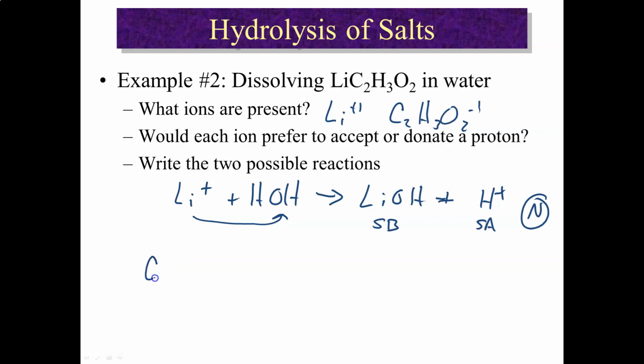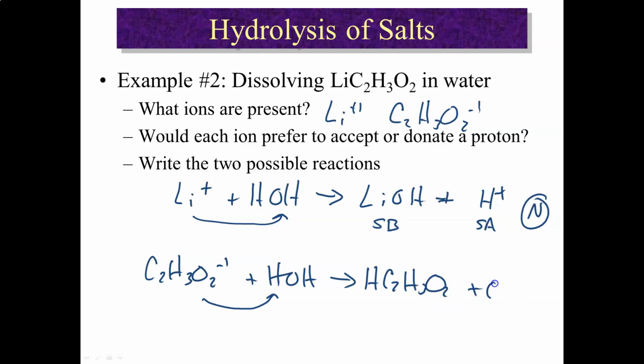We have acetate, C2H3O2-1 plus HOH. Obviously, this is an anion. It's negative. It will react with the hydrogen part of water. So we're going to make HC2H3O2 plus OH minus. Okay, look what happens here, guys.